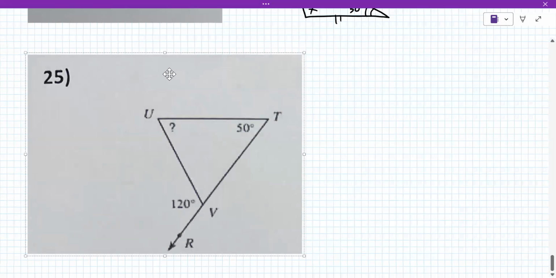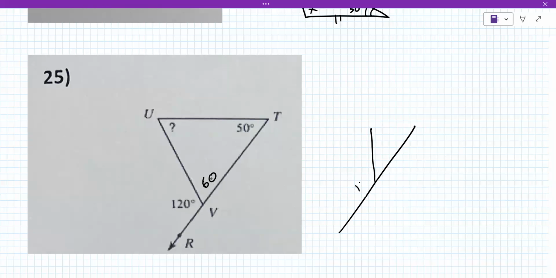All right, so 25, we're trying to find the question mark. Oh, that one's easy. 50. Well, is it? Oh wait, never mind. 50. Yeah, I was going to say it kind of looks like an isosceles, but unless it gives you that. This angle is 60 though, because a straight line angle, they always add up to 180. And then there's enough information to find the other one in the triangle. I can finish that one.